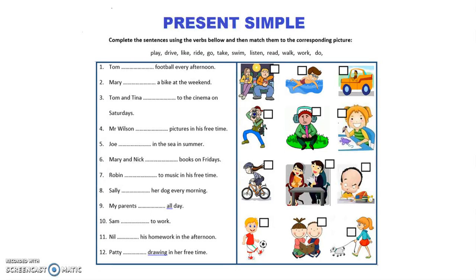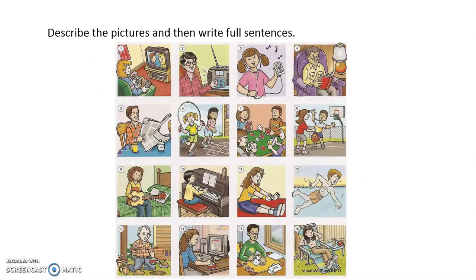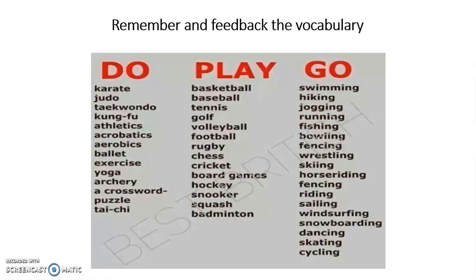In this final part, there are some extra activities or exercises they could do to reinforce all the knowledge that they have gotten. In this part, they're going to describe pictures and then write full sentences. It is important that they interact and participate in oral ways and exchange their knowledge as well. And that's to remember and give feedback on the vocabulary.